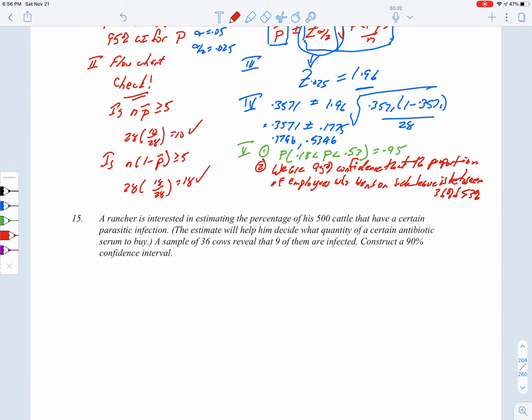So that's why we've got such a large margin of error here. It's an 18% margin of error. And so it'd be better actually to sample more employees if you can, and that would give us a smaller margin of error.